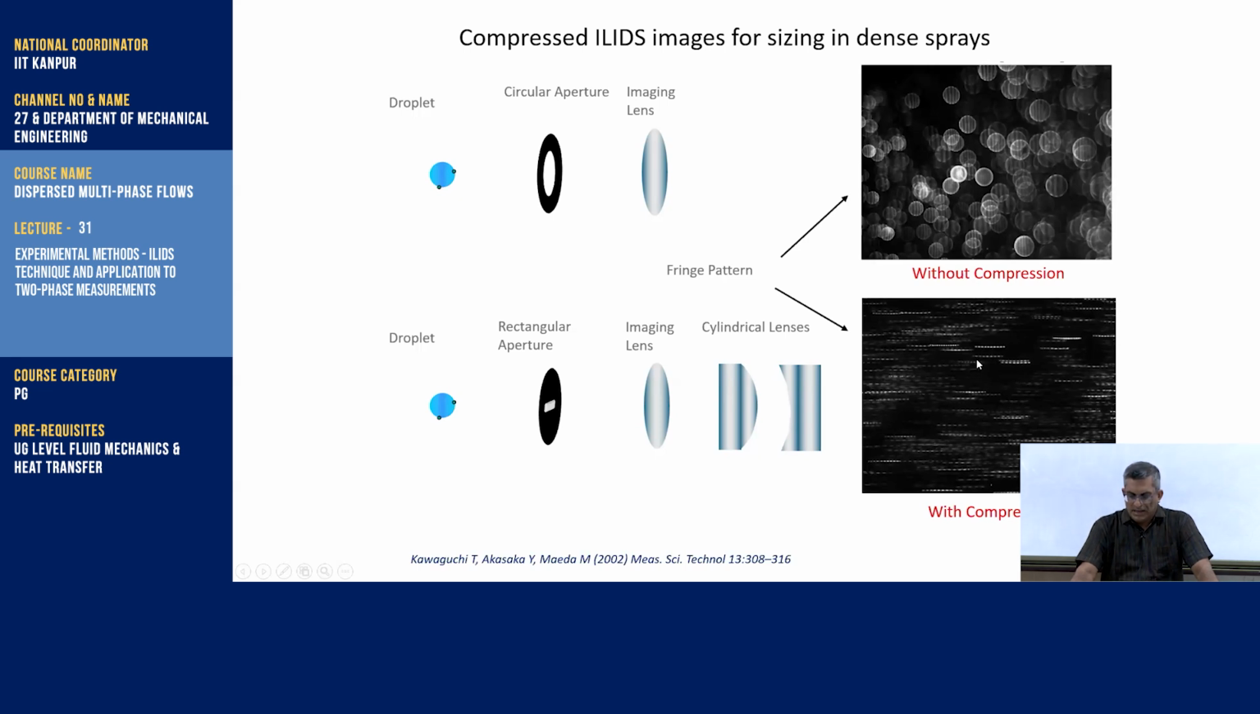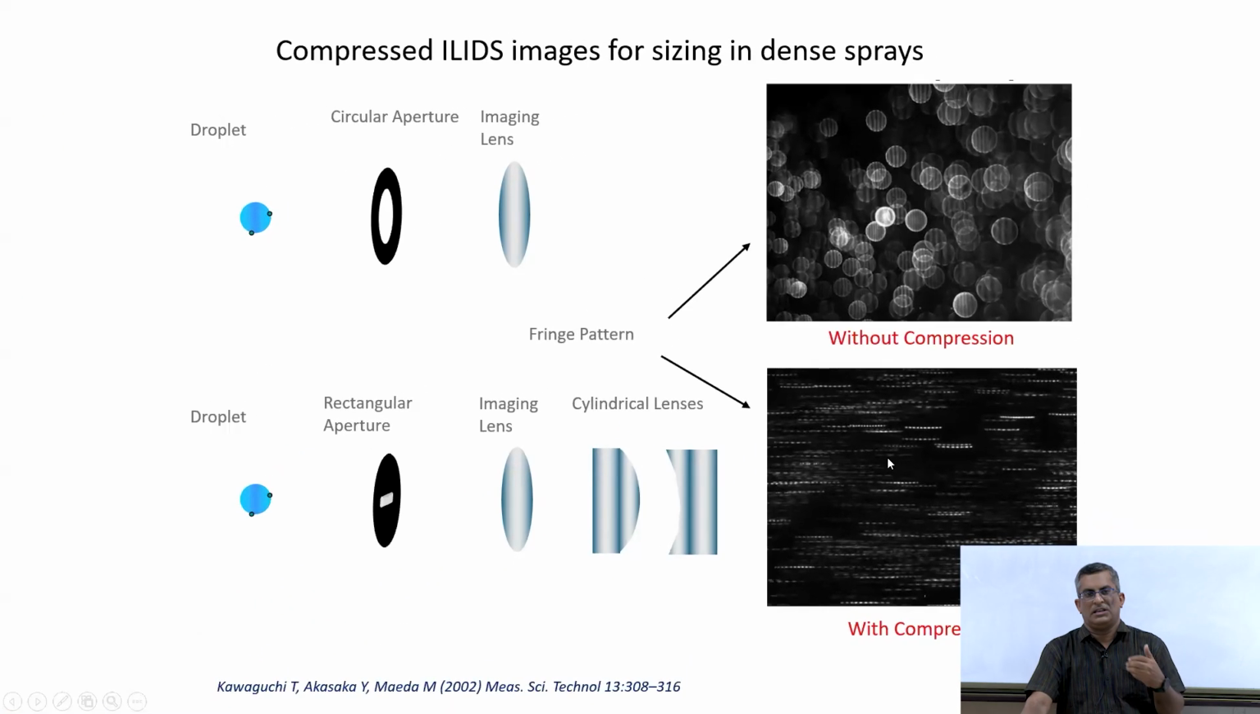As you can see here, now we have rectangular fringe patterns, and your image processing is also relatively easier. However, still the problem remains. Even in this case, if the particle number density is too high, the overlapping of the fringe pattern can occur.